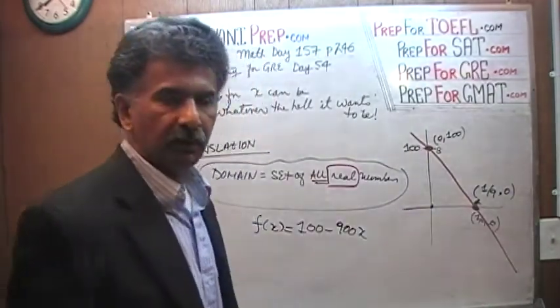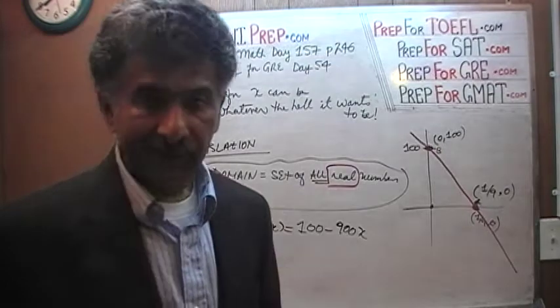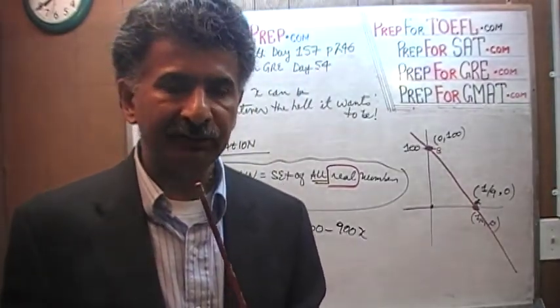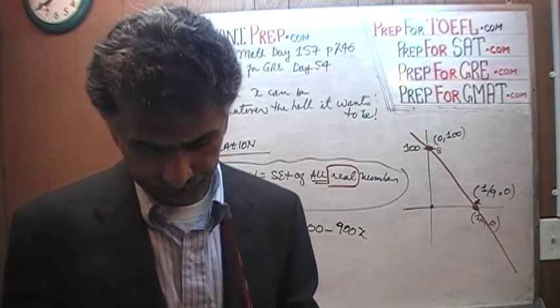That's your x-intercept. What is the slope of this function? The slope of this function we found was negative 900, which tells us that for every 1 unit increase in x, y will drop by 900 units, and vice versa.